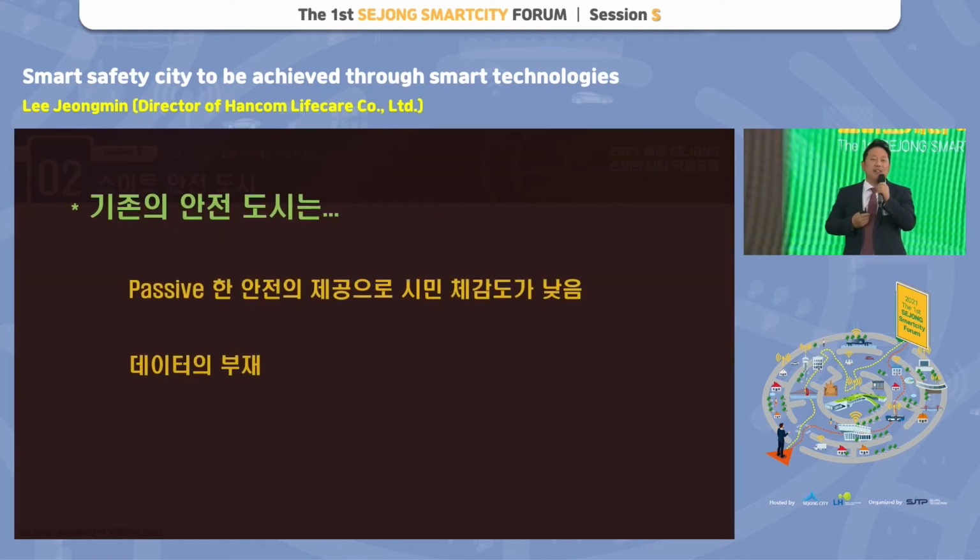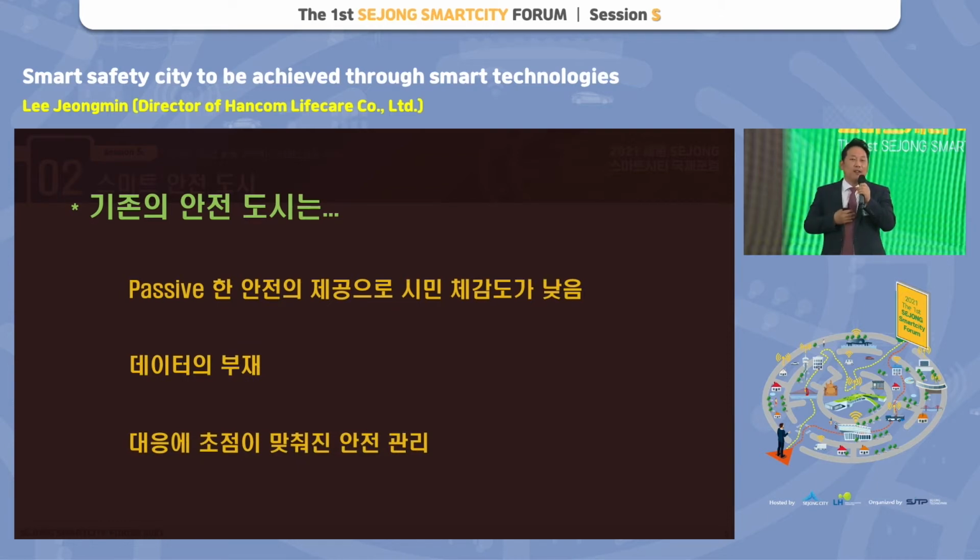If that is the case, what is the smart safe city? The existing safe city is achieved by the government or the state, which provide safety in a passive way. The ill effect of this is that citizens cannot feel the safety close to them.